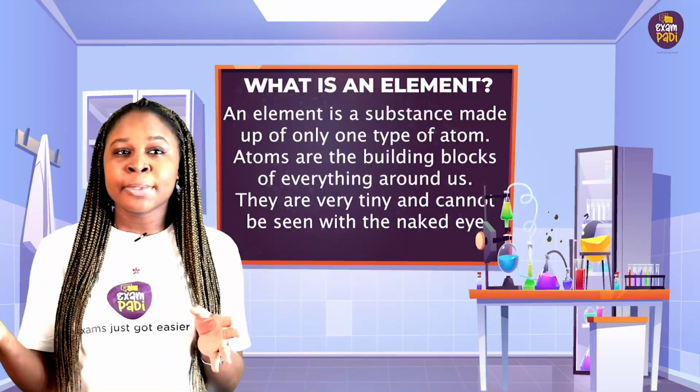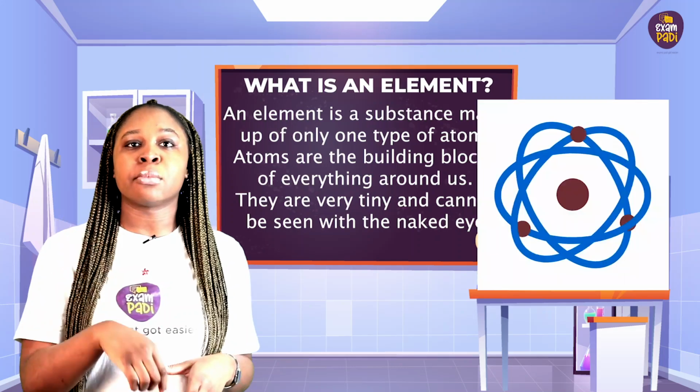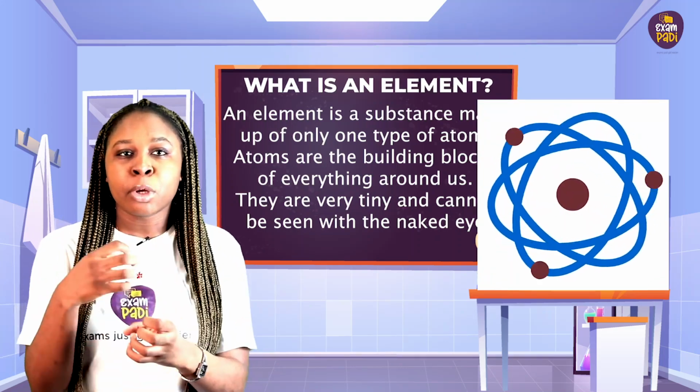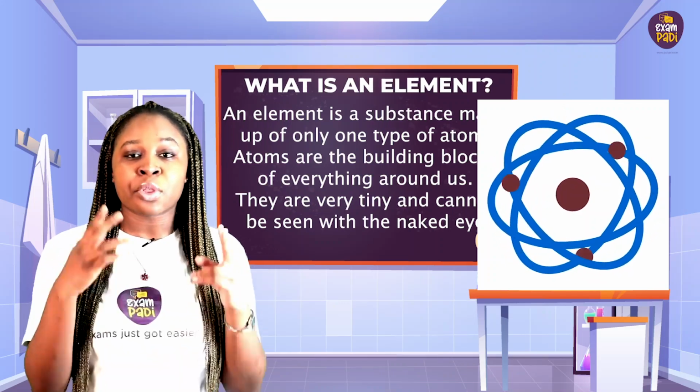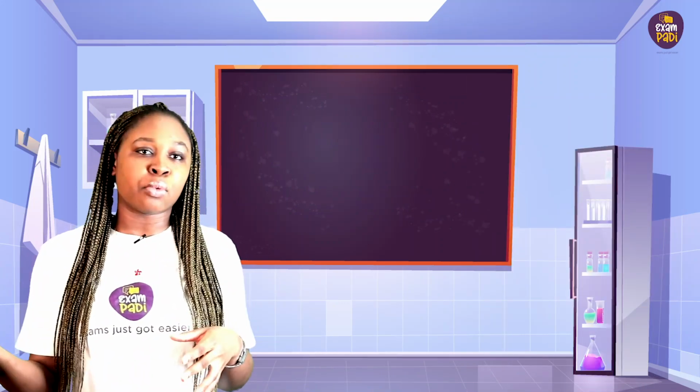An element is a substance made up of only one type of atom. Atoms are the building blocks of everything around us. They are very tiny and cannot be seen with the naked eye. Now, let's take a look at the periodic table.